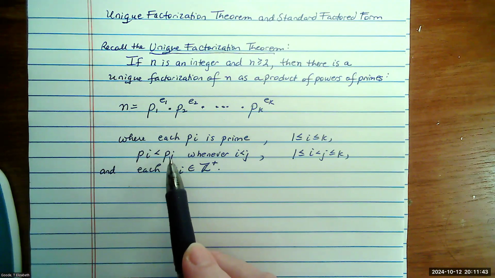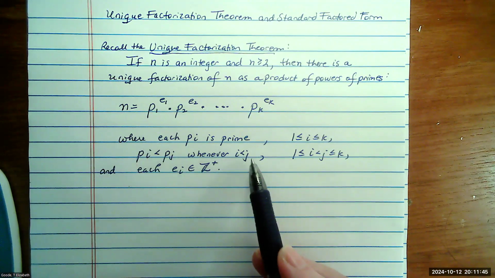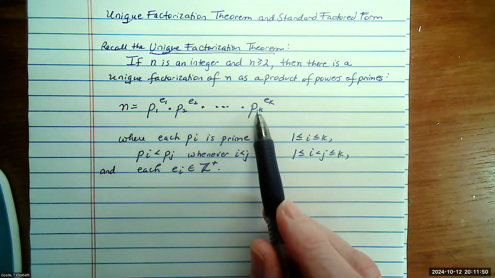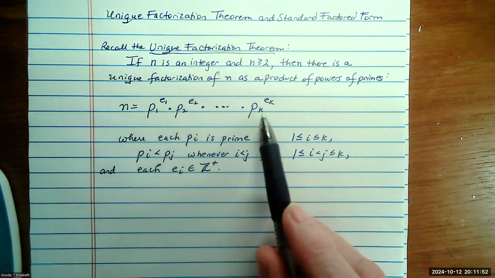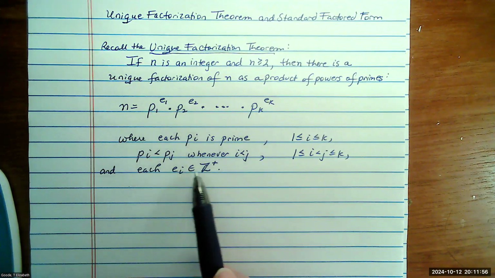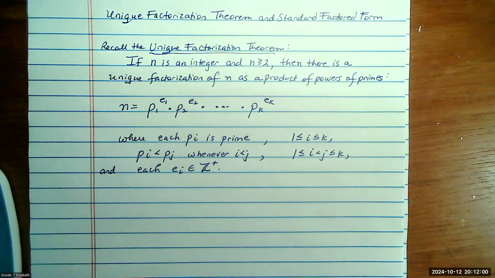where each p sub i is prime, p sub i is less than p sub j whenever i is less than j, which simply means these are written in order by size, starting with the smallest and ending with the largest prime factor. And each exponent, e sub i, is a positive integer. We do not want negative powers, and we don't want to allow zero because we don't want superfluous primes to appear as if they are factors when in fact they are not.